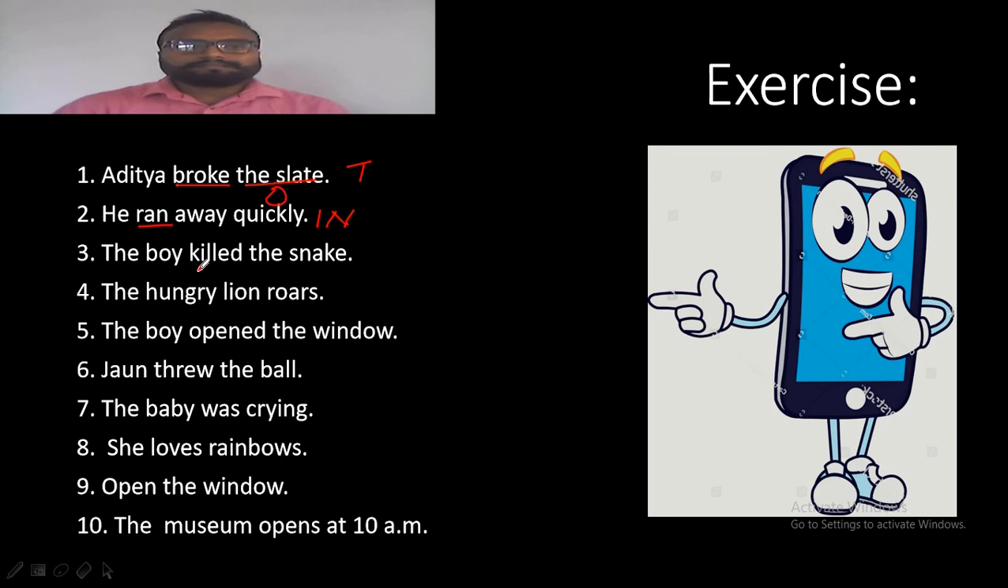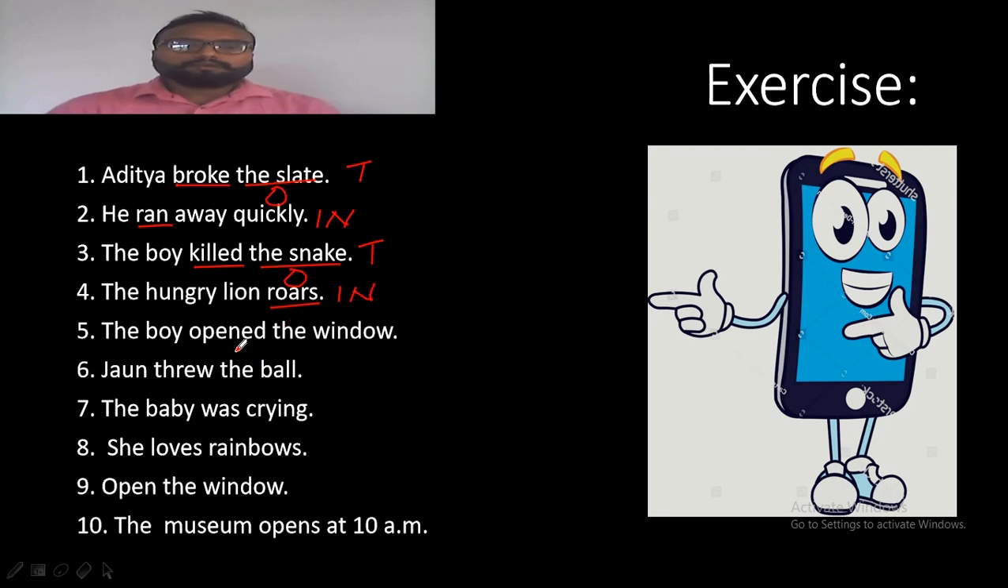The boy killed the snake. So the effect of this killing is passing over to the object. What the boy killed? A snake. So here we have the object as a snake, and the verb used in this sentence is a transitive verb. The hungry lion roars. So what does the lion do? It is roaring. So again it is an intransitive verb.